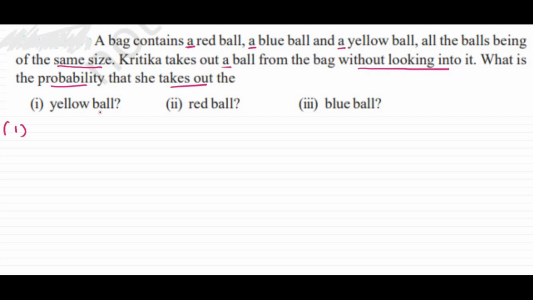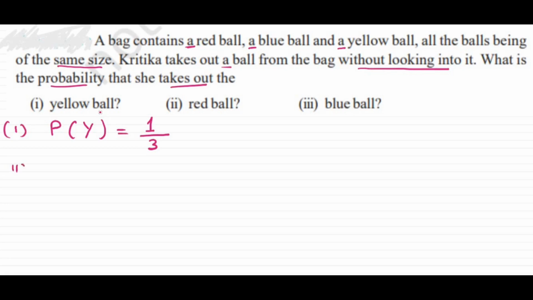Since we know that the probability of occurrence of an event, so in the first bit the occurrence is a yellow ball, is always the number of favorable outcomes divided by the total number of outcomes. Here the favorable outcomes is how many yellow balls are there in the bag. So there is only one yellow ball in the bag out of 3 different colored balls. So the probability of getting a yellow ball is 1 out of 3 cases.